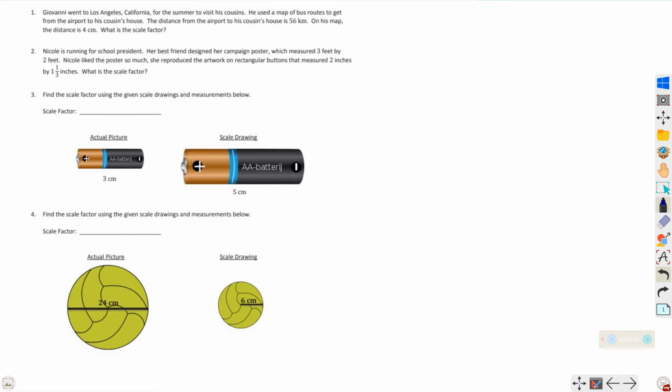In number 4, it says find the scale factor using the given scale drawings and measurements below. This one is trying to trick you because in this one it's using a radius, which only goes halfway across the circle, and in this one it's using the diameter. If we want to be able to compare them, we need them both to be in the same format. So we can either make a diameter in this one, which would be 12, and then compare, or we can make them both radiuses. Radii is the plural word for that.